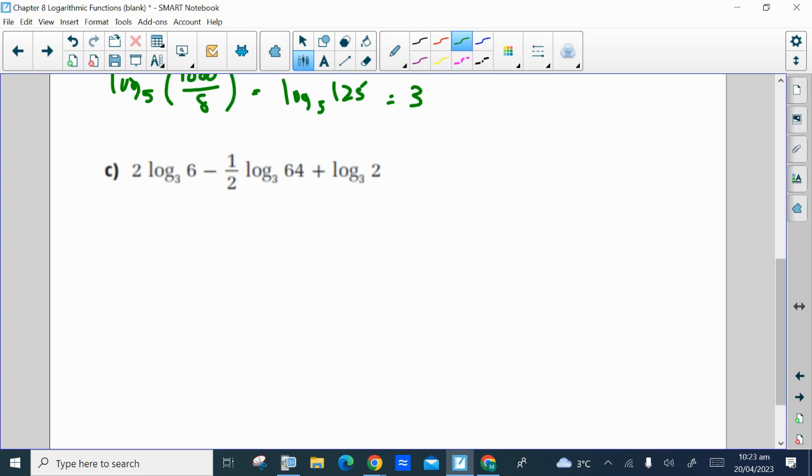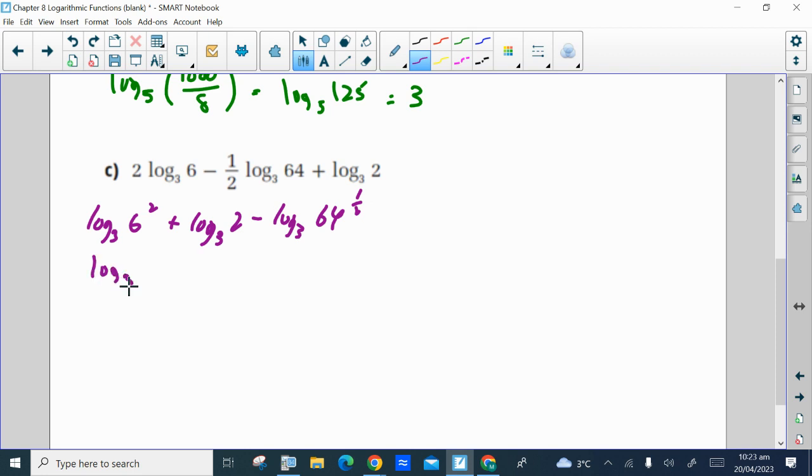All right, question C. We've seen ones like this before where we rearrange the terms. Put the positive ones together first. At the same time, I'll use the power law to bring any exponents up as coefficients, any coefficients up as exponents. So it'll be log base 3 of 6 squared. Again, I'll put the positive terms first, followed by the minus term, where the coefficient of 1/2 comes up as an exponent.